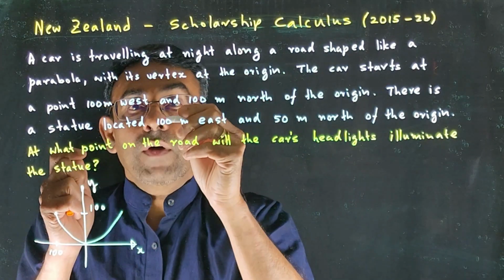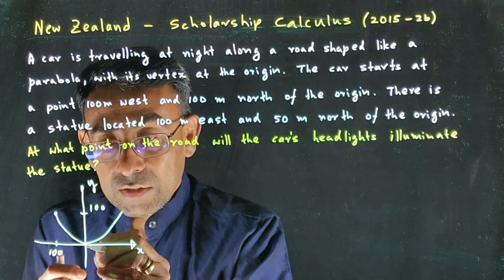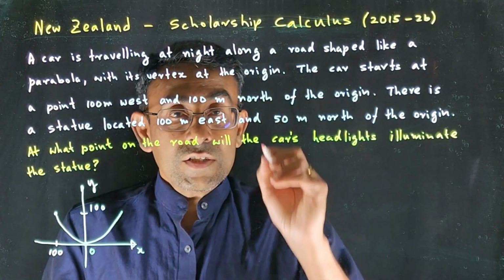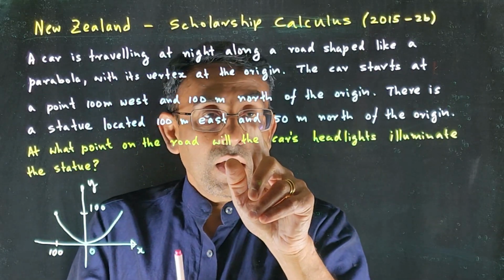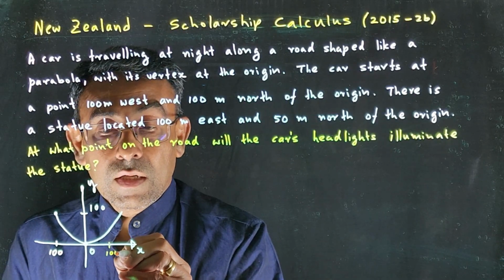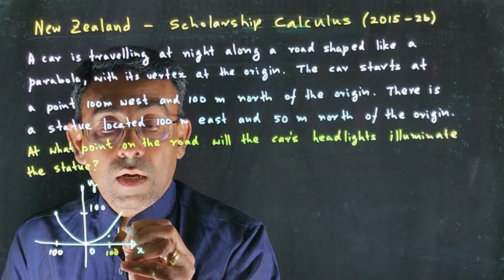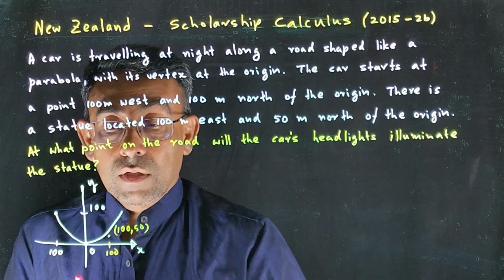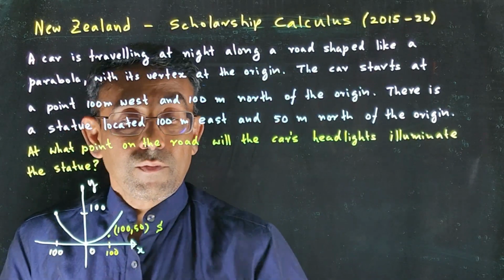The car is traveling on a road shaped like a parabola, with the vertex at the origin here, the point (0, 0). Then there's a statue located 100 meters east and 50 meters north, so somewhere here. This point is (100, 50). So this is the point of the statue.